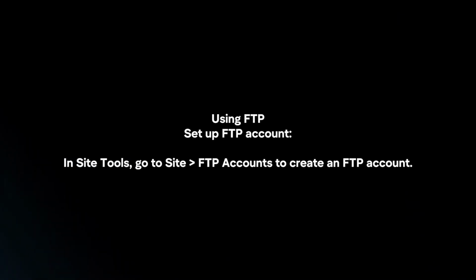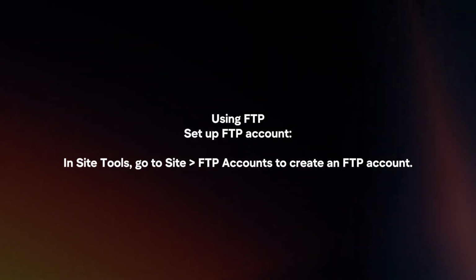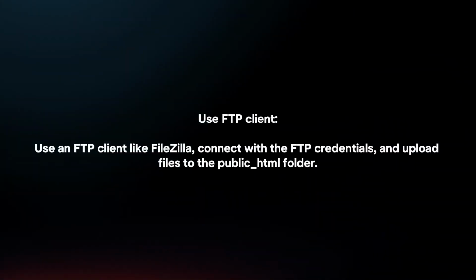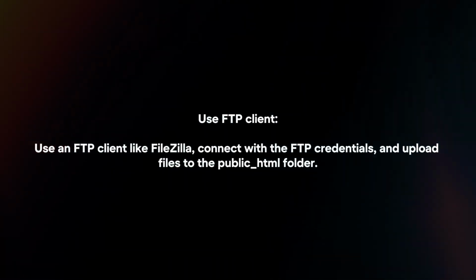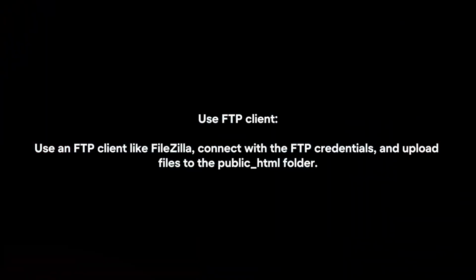Using FTP, set up an FTP account. In Site Tools, go to Site FTP Accounts to create an FTP account. Use an FTP client like FileZilla. Connect with the FTP credentials and upload the files to the public_HTML folder.